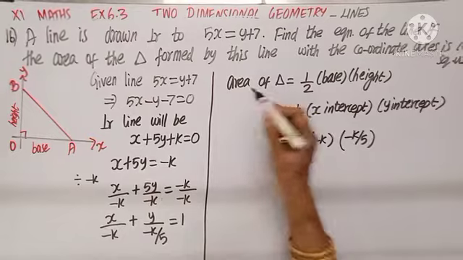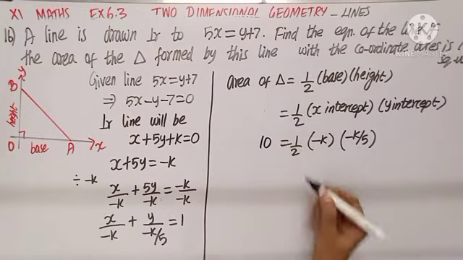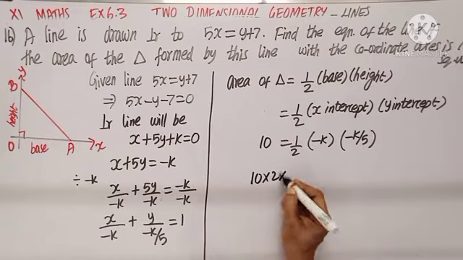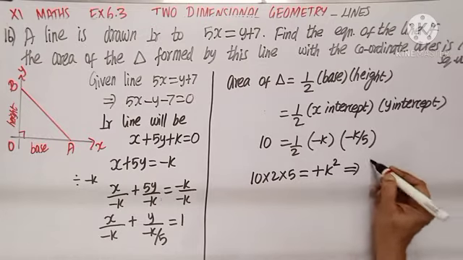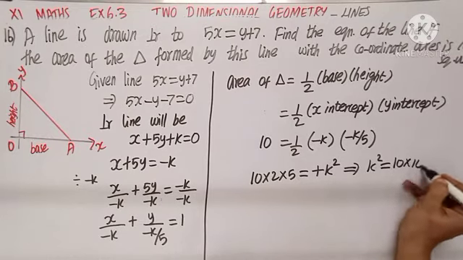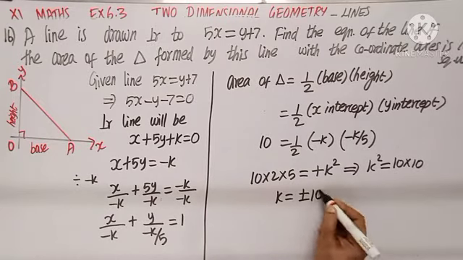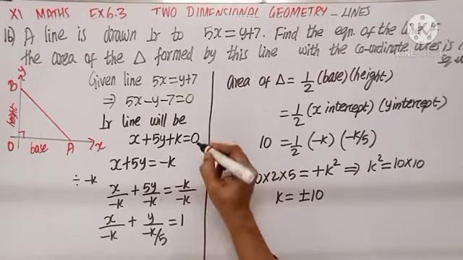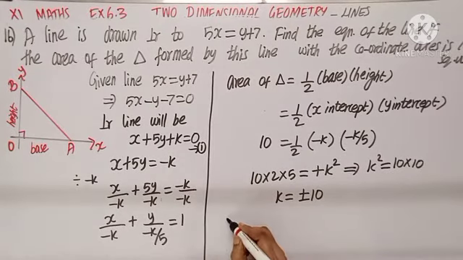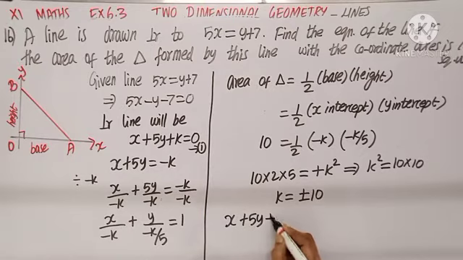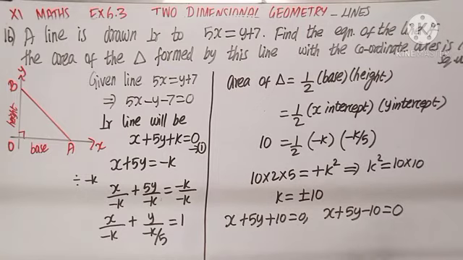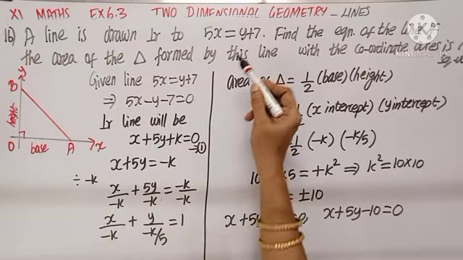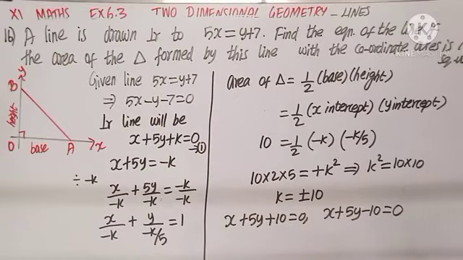What is the area of the triangle given in the question? It is 10. Cross multiplying, 10 into 2 into 5 equals minus into minus, plus k square, or we get k square is 10 into 10, k equals plus or minus 10. Putting it back in equation number 1, we get x plus 5y plus 10 equal to 0 or x plus 5y minus 10 equal to 0, the equations of the line perpendicular to the given line, and the area of the triangle so formed is 10.